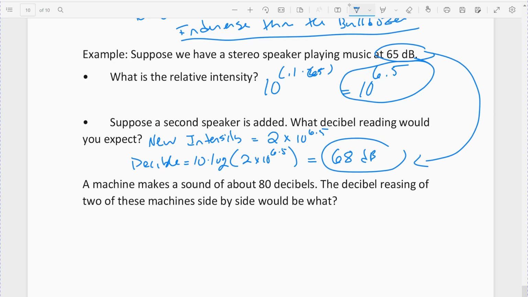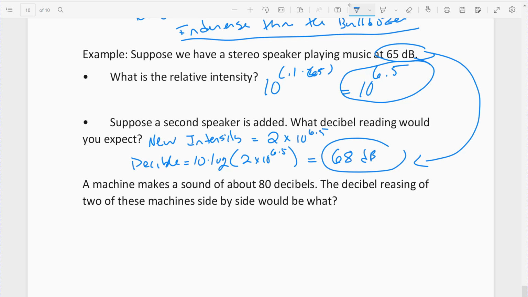So again, it didn't double, it didn't go to 130. It only went up by 3 decibels. And that's typical for a decibel reading. So let's do the second example. It's a little hard to wrap your brain around, but that's the way the 5 senses typically work, even though I have twice.